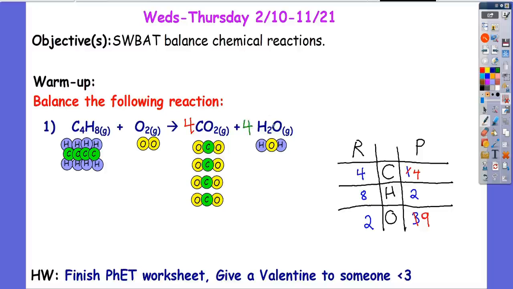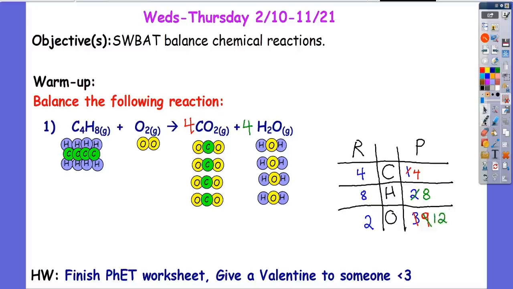So 4 times 2 will give me the 8 hydrogens that I need. And let's double check. 1, 2, 3, and 4. There we go. Got all 8 hydrogens. But 4 times 1 also means I now have 4 oxygens here. Let me count them up. I now have 8 hydrogens, and I have 2 times 4, so 8 plus 4 times 1, so 8 plus 4 gives me 12 oxygens.